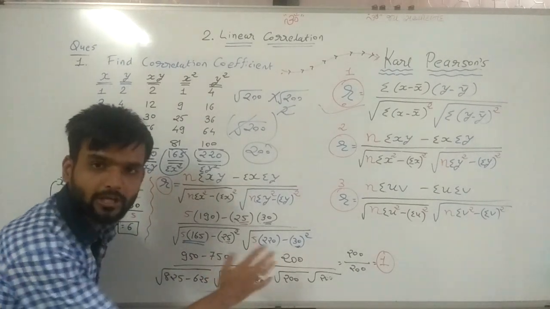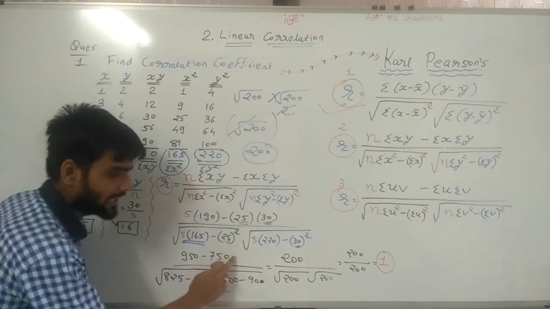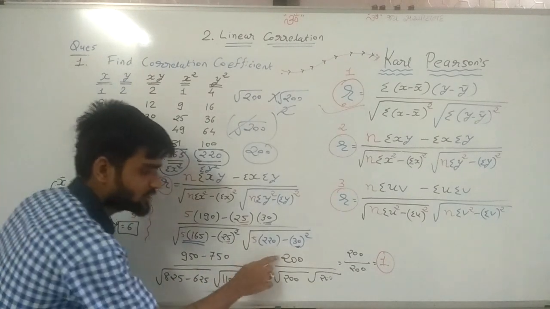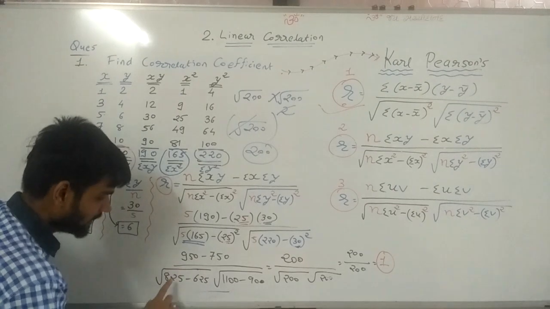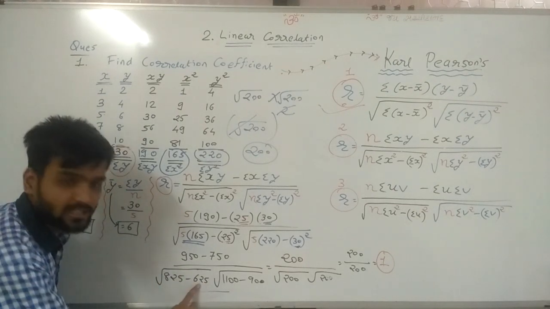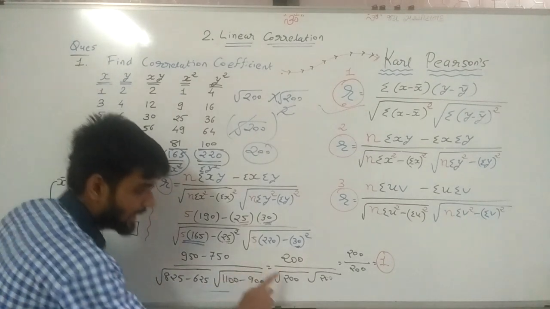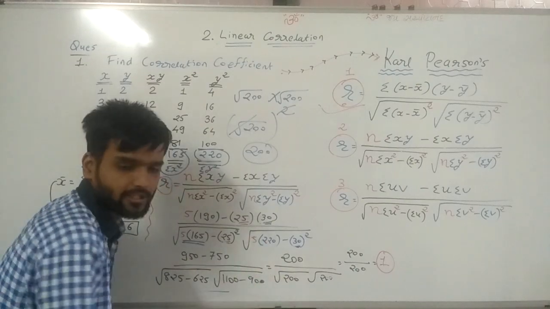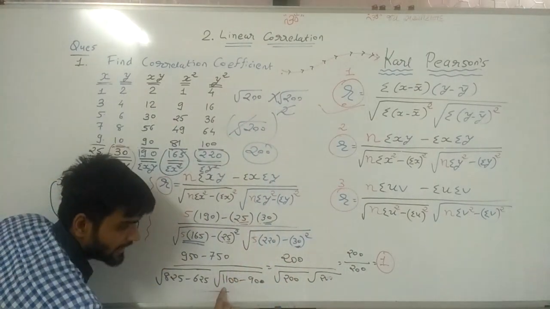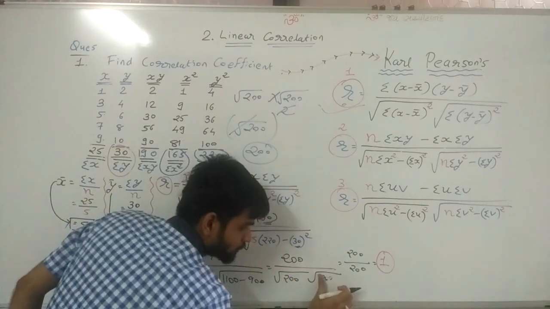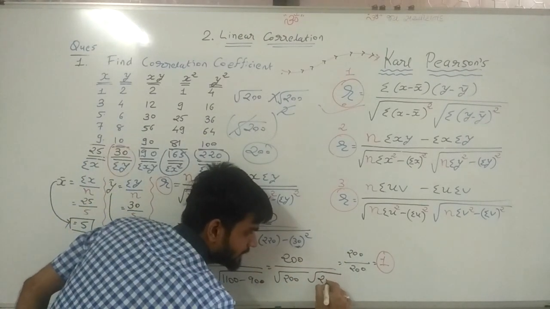Now in the numerator, 950 minus 750, answer is 200. Divide by 825 minus 625, answer is 200, so root 200. Then 1100 minus 900, root 200.